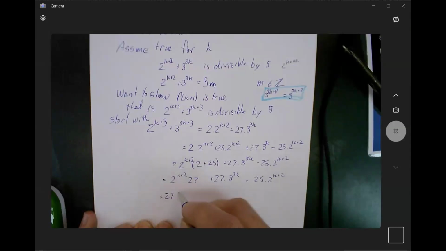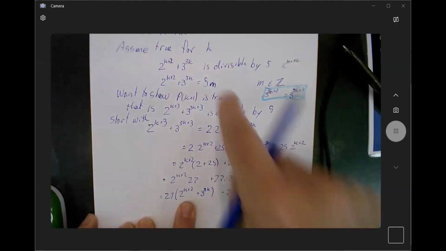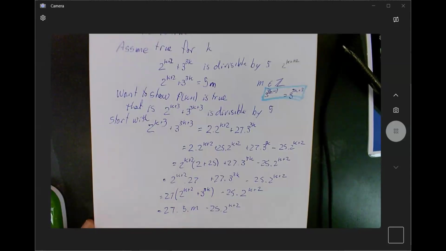Which is equal to, these are both times by 27. I'm going to whack a 27 here, and I'm going to go 2 to the K plus 2 plus 3 to the 3K minus 25 times 2 to the K plus 2. Hang on, I said this was equal to 5 times some number m. This is 27 times 5 times some number m minus 25 times 2 to the K plus 2. But this has a factor of 5 and this has a factor of 5. So this is 5 times 27m minus 5 times 2 to the K plus 2.